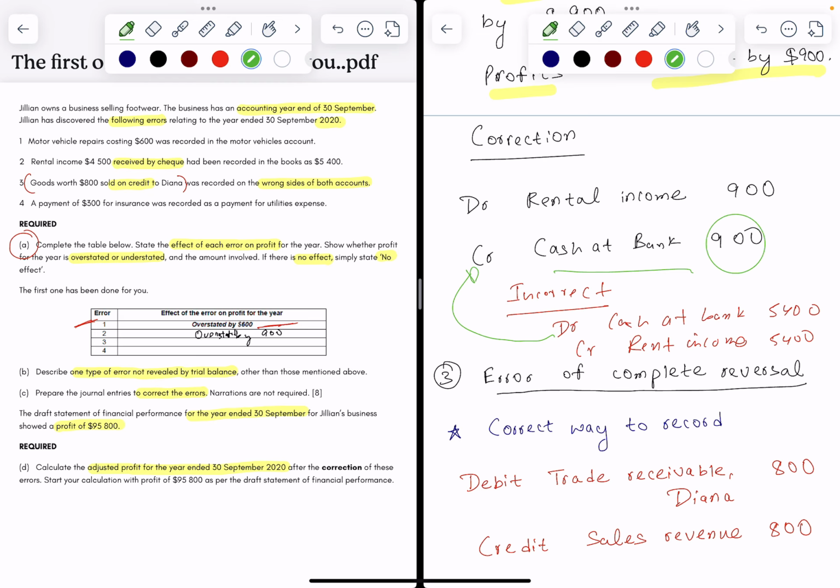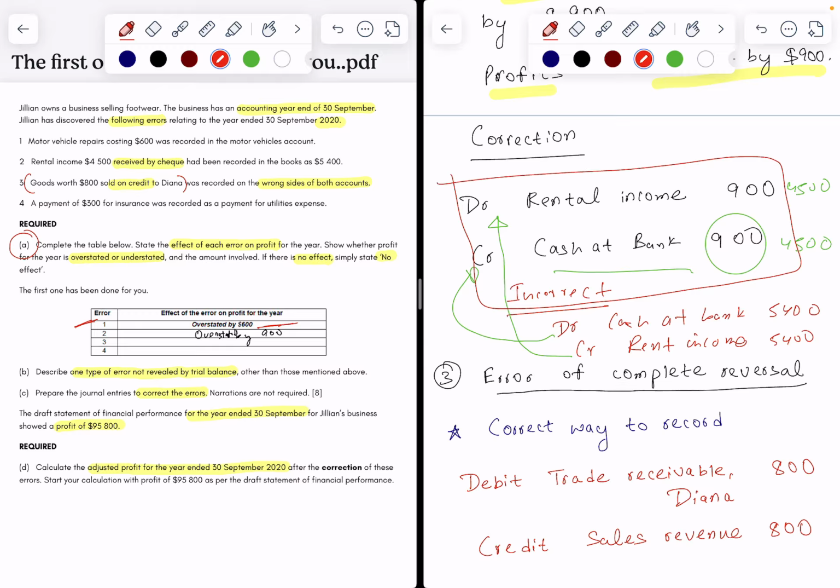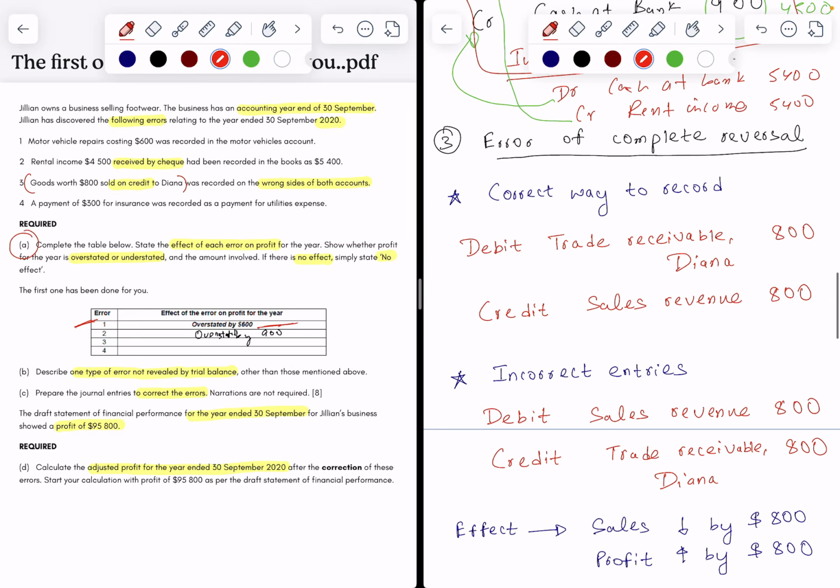So as part of our correction, we are reducing the balance in the cash at bank account by 900 because obviously we actually received 4,500, and we are reducing the income earned for rent by 900 because we obviously earned 4,500, but we ended up recording it at 5,400. So when income or revenues go down, we debit it, and when assets go down, we credit it. So that is why we are debiting the rental income account by 900 and crediting the cash at bank account by 900 as part of our correction. All right. So let's look into the third error.